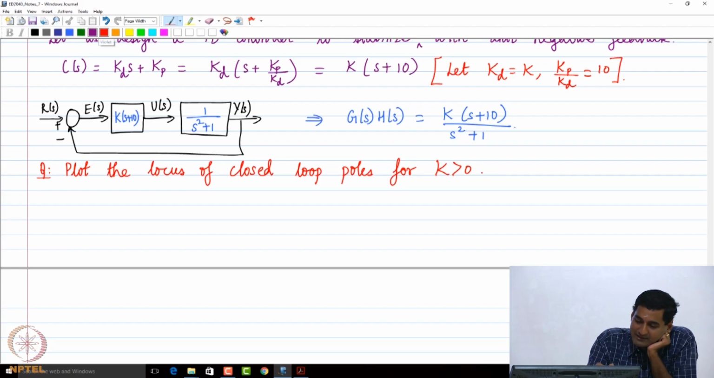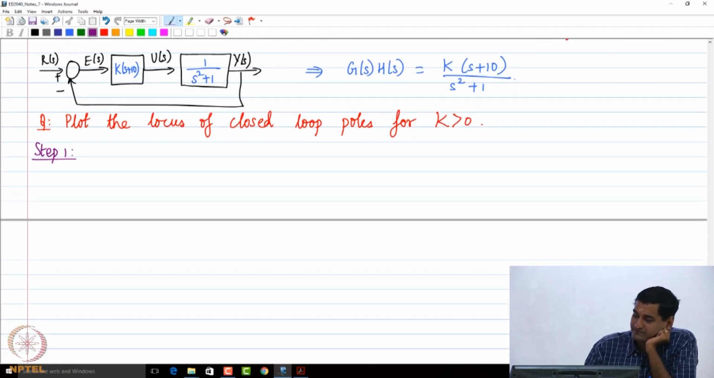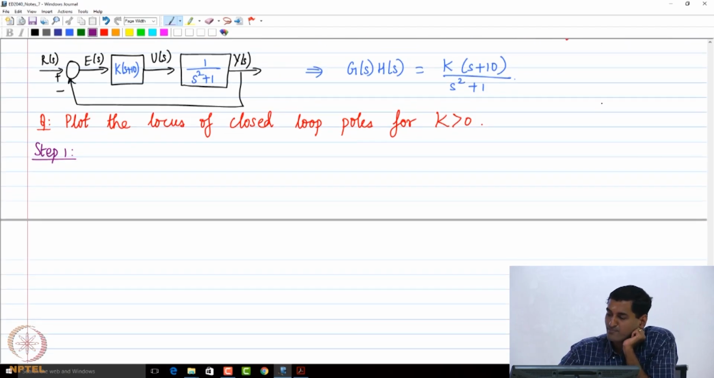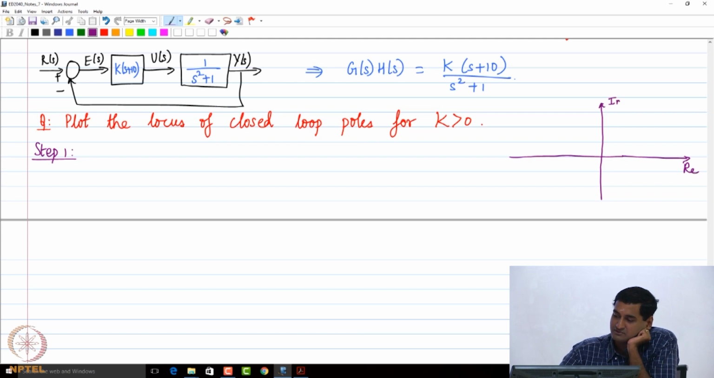Like you tell me what would be step 1. What is step 1? So, step 1 is to first determine, or locate, the open loop poles and open loop zeros.